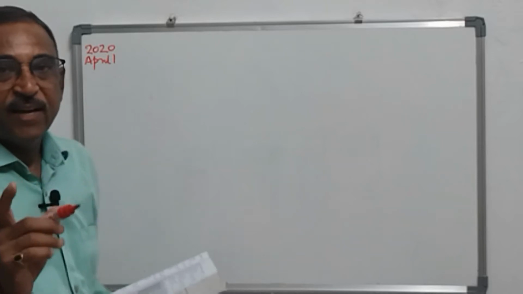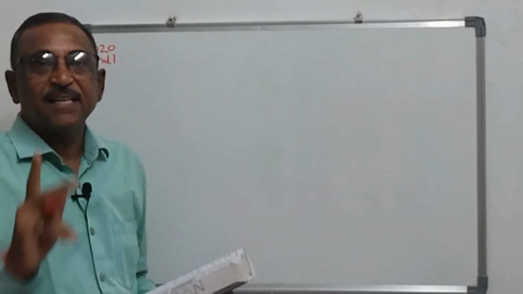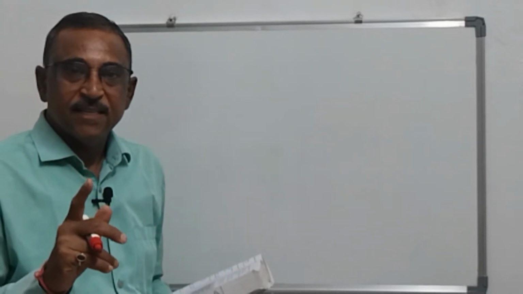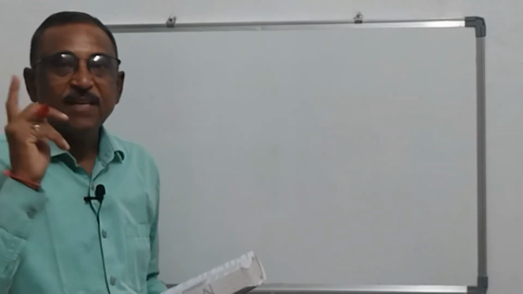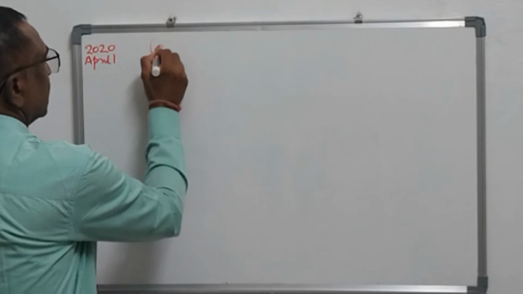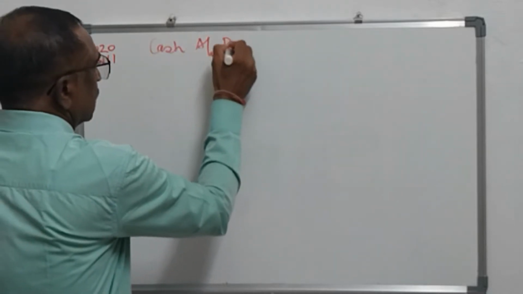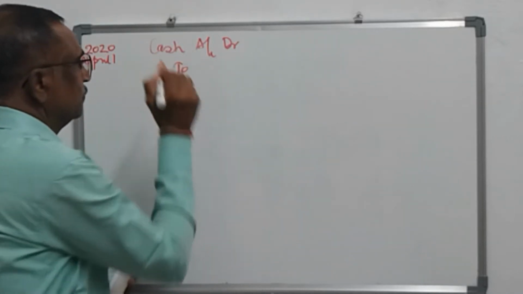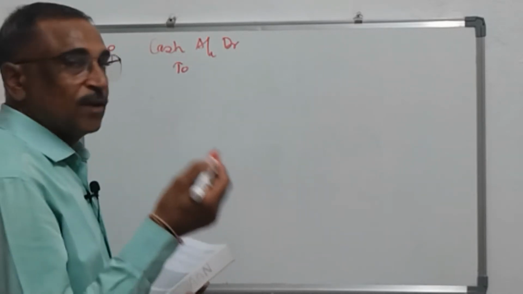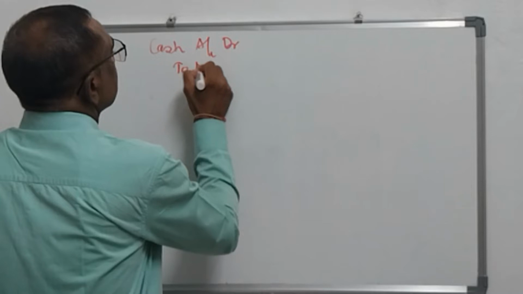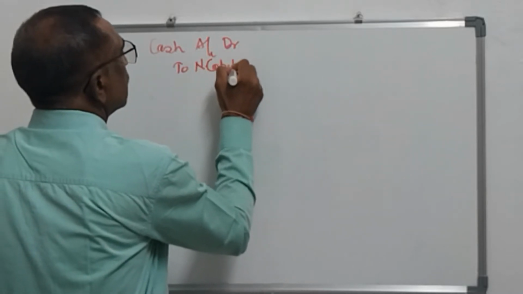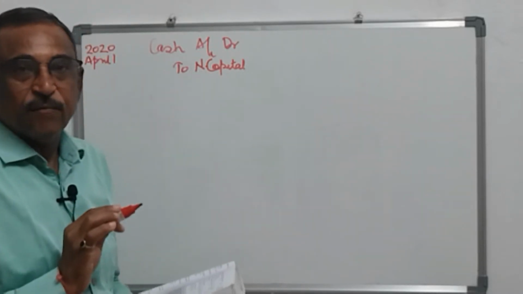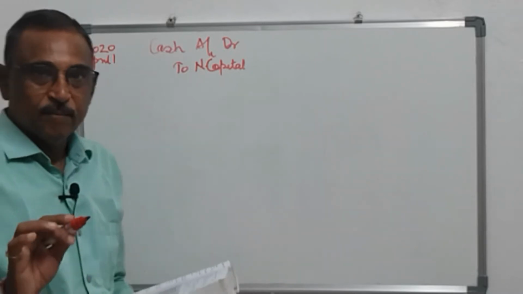So, we can identify that two accounts involved are cash and capital. Clear? And cash is your asset. The rule for asset, or real account, is: what comes in is debited. So, we are going to write cash account debit, to capital, or you can write Nitin's capital. Even if you write simply capital, whenever there is a proprietorship firm, you will get full marks. There won't be any mistake in it.